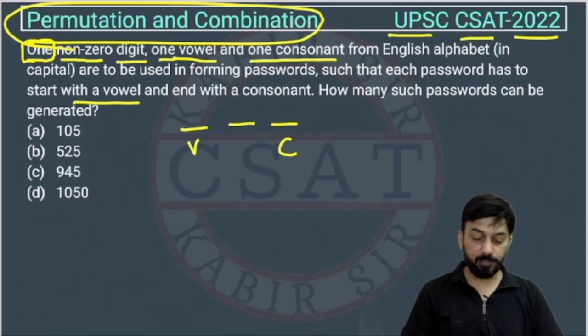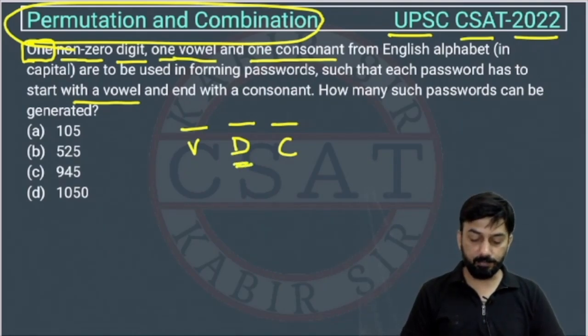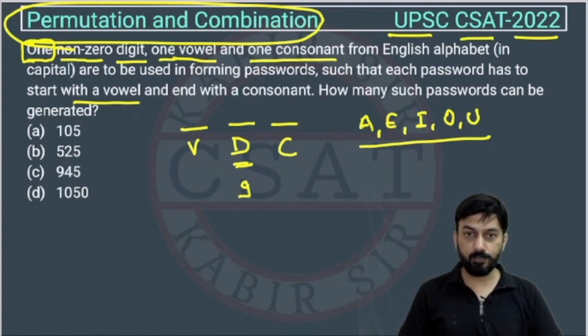And in the middle, what will come? The digit will come, because in the password there should be three things. One non-zero digit. So how many non-zero digits are there? From 1 to 9, so there can be 9 possibilities. And one vowel. So how many vowels do we have in the alphabet? If you remember, we have 5 vowels: A, E, I, O, U. These are vowels, right? And how many consonants? If we remove the vowels from the alphabet, what remains? Consonants. So in total we have 26 alphabets.